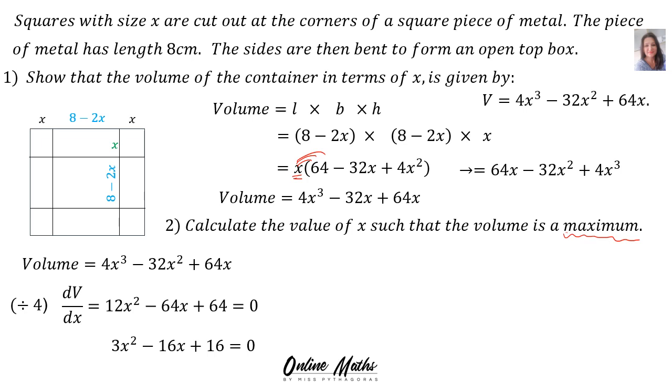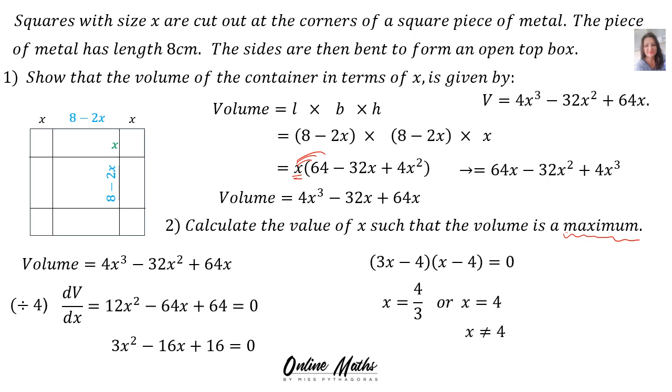And now we're going to factorize and make brackets. And remember, if you can't make brackets, then you may use the quadratic formula. The brackets are 3x minus 4, x minus 4 is equal to 0. And then x is 4 over 3, or x is equal to 4.